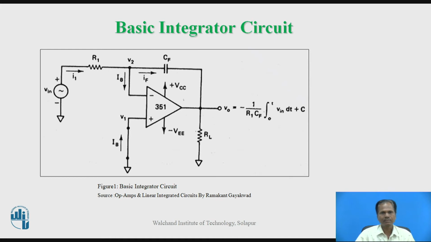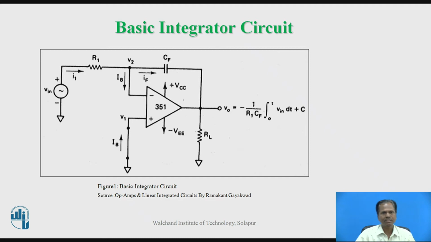Now this figure shows the circuit diagram for basic integrator circuit implemented using operational amplifier. The input voltage signal that is to be integrated, for example a sine wave signal, is applied to the inverting input of operational amplifier through resistor R1. I1 is the current resulting due to input voltage Vin, and the current flowing inside operational amplifier, IB, is the input bias current.